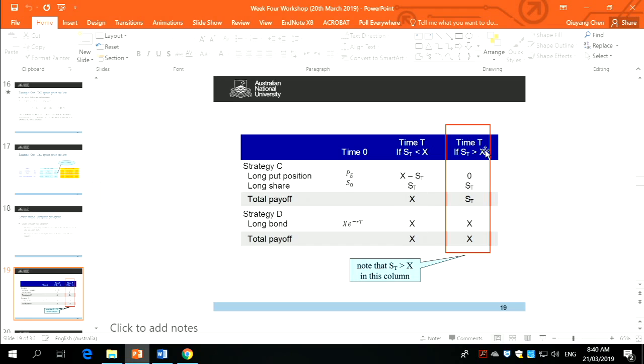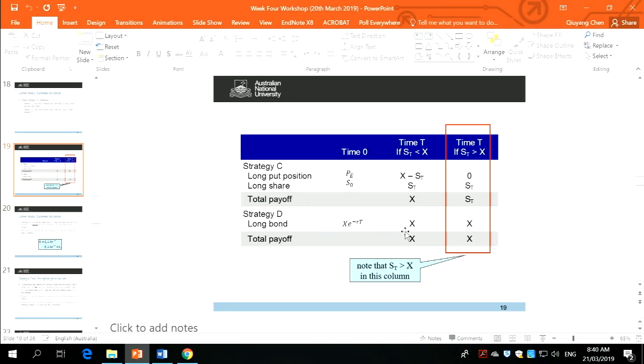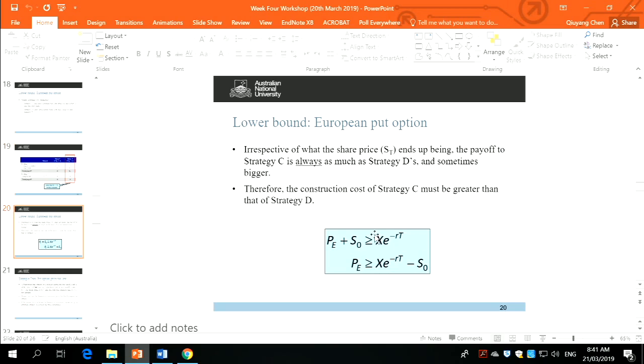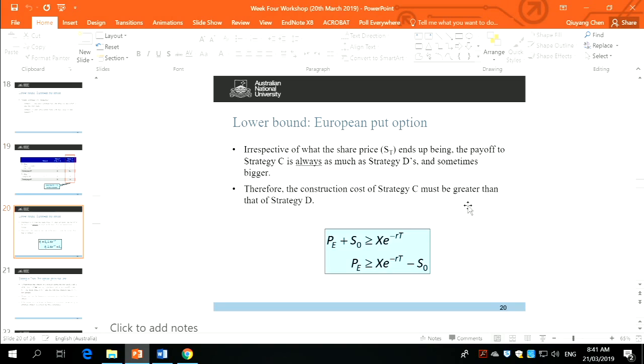When the share price finishes higher than the strike price, then portfolio C is the superior portfolio because the cash flow is higher. Because of that, what we're able to deduce is the setup cost of portfolio C should be at least as much as portfolio D. Why? Because they provide identical cash flow when the share price finishes lower, and the setup cost of portfolio C must be greater than portfolio D, because portfolio C is superior when the share price finishes higher, right? So that's the basis for us to deduce this lower bound.